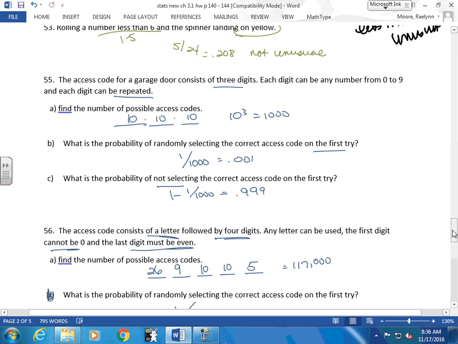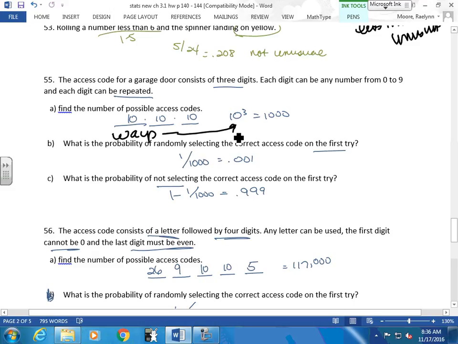These are good problems. The access codes for a garage door consist of 3 digits. Lay out your 3 lines. Your digits are from 0 to 9. You have 10 possibilities. You could have a 0, 0, 0. You have a 9, 9, 9. Each one of these has 10. This is how many ways this happens. It's the large number.